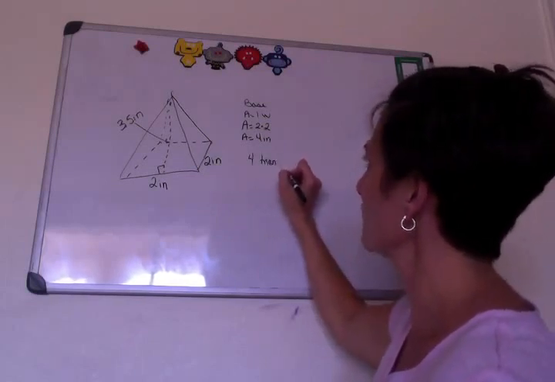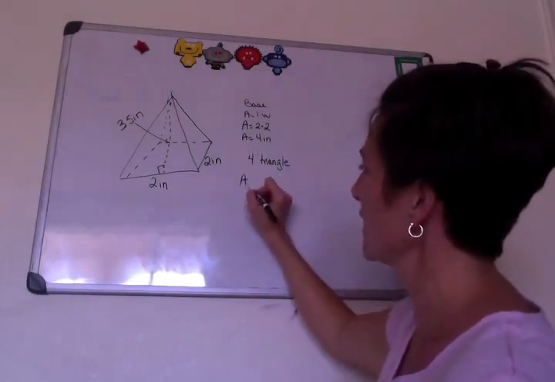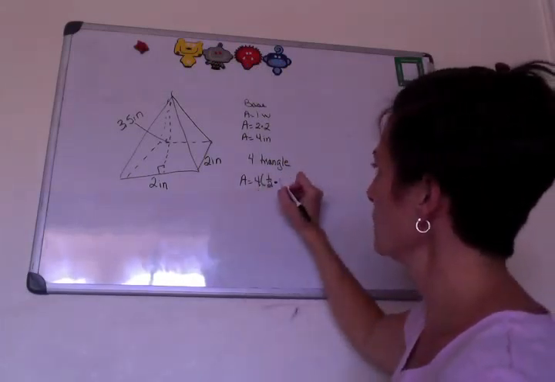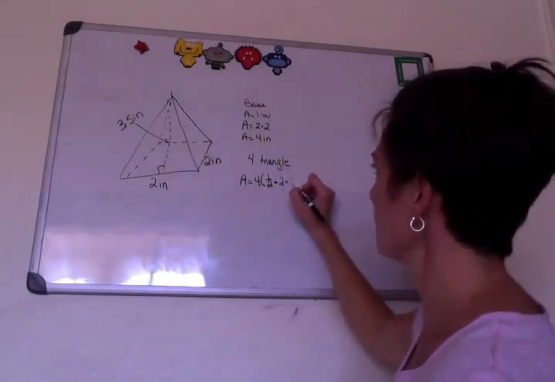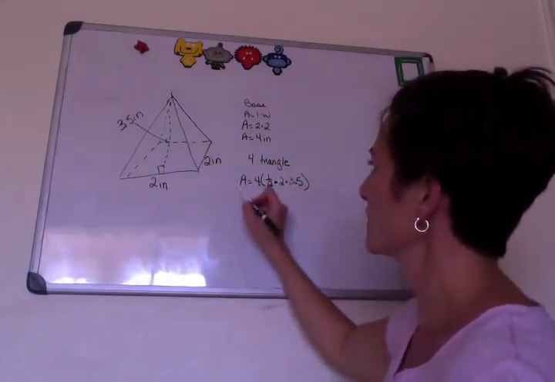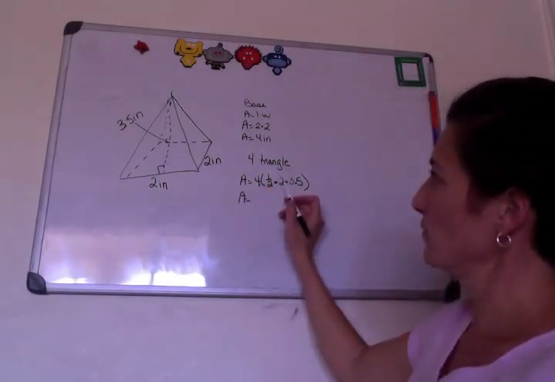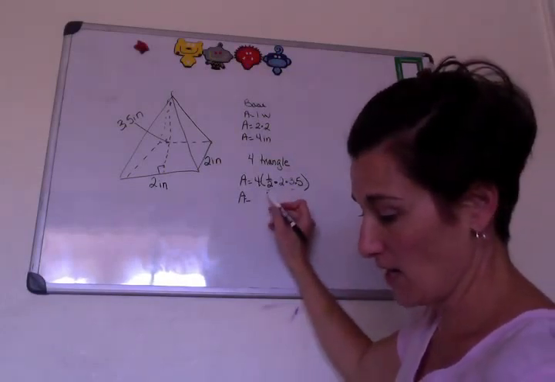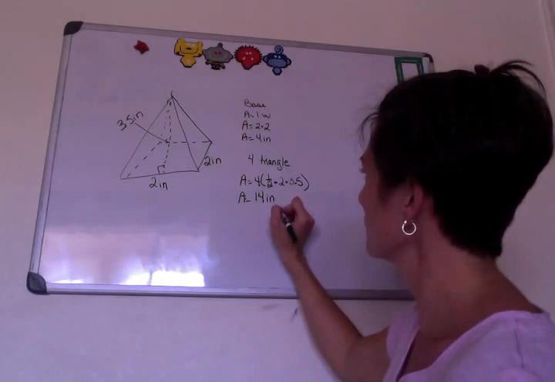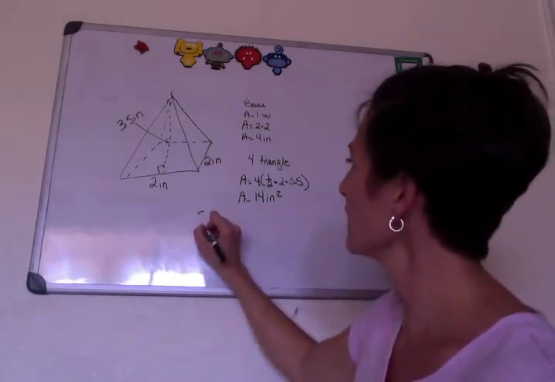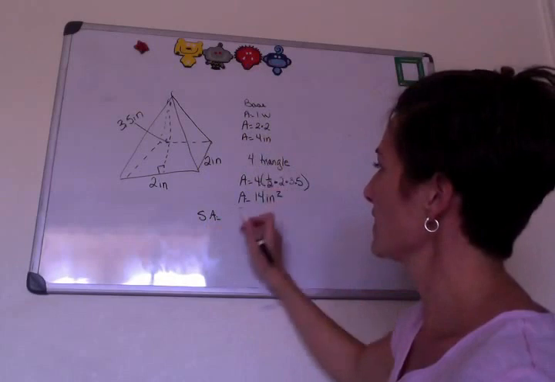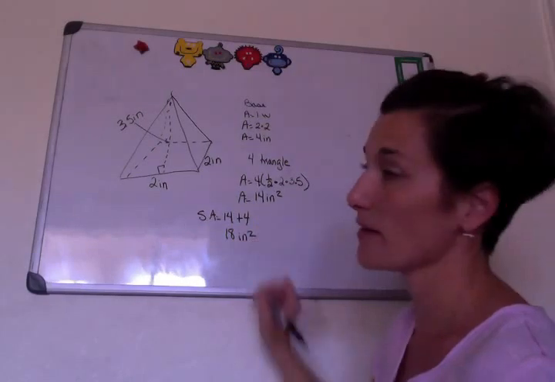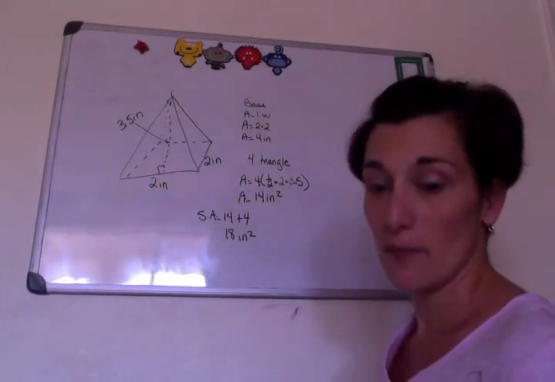Again, I'm going to do that crazy thing where I figure out area is 4 times 1/2. My base is 2 times my height of 3.5. So when I figure this all out, this would be 1. So basically I'm just going to multiply 3.5 times 4, and I'm going to get 14 inches squared. Now to get the whole surface area, I'm just going to add these two numbers together to get 18 inches squared is the whole surface area of this pyramid.